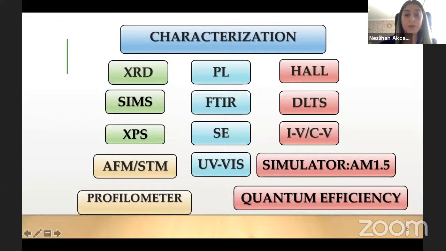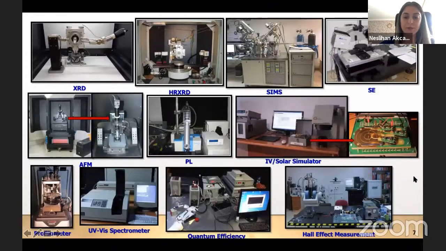We also have structural, morphological, and optical and electrical characterization systems in our laboratory. The main ones are XRD, SIMS, XPS, AFM. For optical characterization, PL, FTIR, ellipsometric analysis, UV-visible, and for electrical measurements, we have Hall, DLTS, IV-CV, solar simulator, and quantum efficiency. Here you see some of the characterization systems. We also have some different characterization systems.